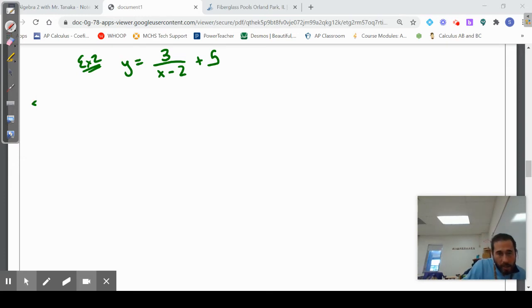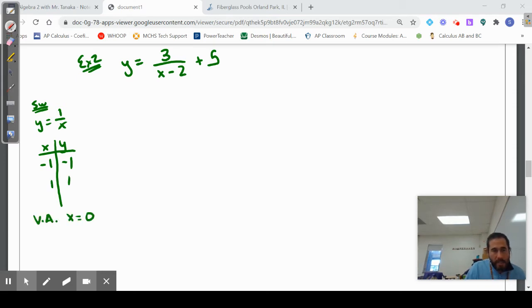Remember, we always start with a little bit of side work, which would be our parent function. And there's things we want to remember about our parent function, which is (-1, -1), (1, 1). And then remember, we have what we call a vertical asymptote at x equals 0, and we have a horizontal asymptote at y equals 0. Remember, those guys are really super duper important. All right, we go a little reflection, stretch, shrink, and a translation.